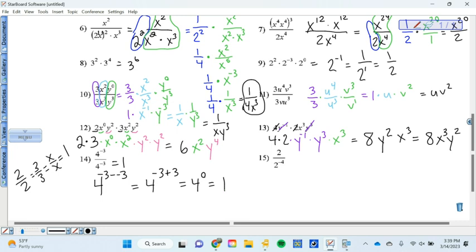How about 15? Try 15. What do you do for 15? There's an invisible power of 1 on the numerator. Yeah, right. 2 to the 1 minus negative 4, which is just like 2 to the 1 plus 4. 1 plus 4 is 5. So be careful on the negatives there.